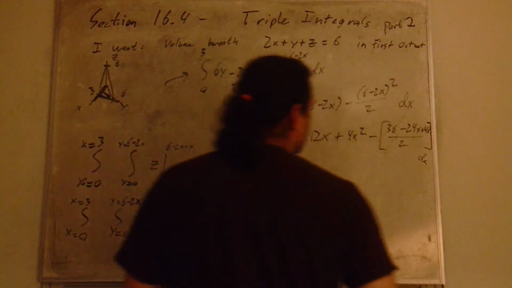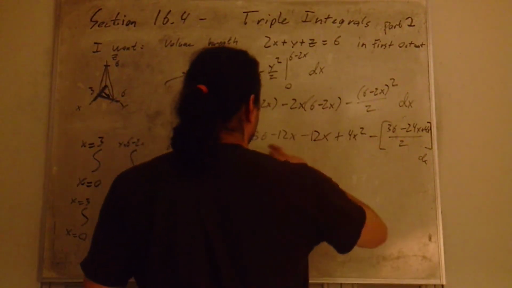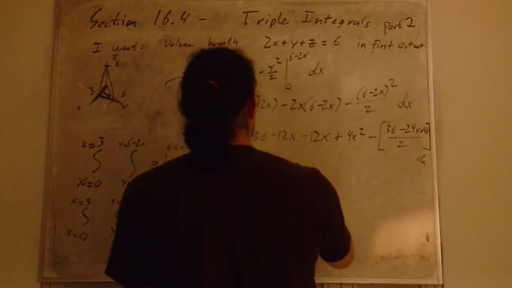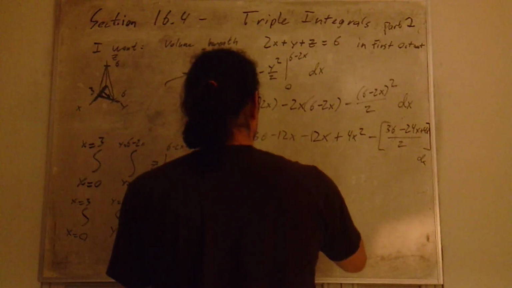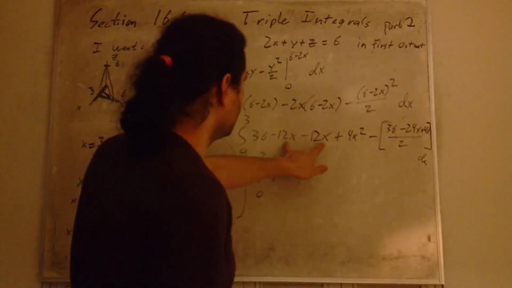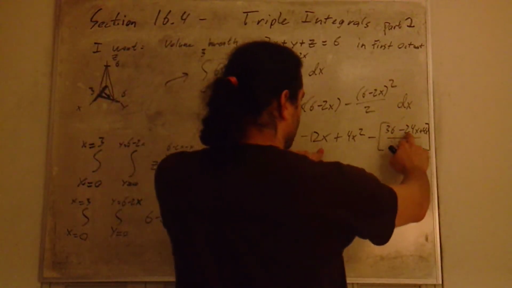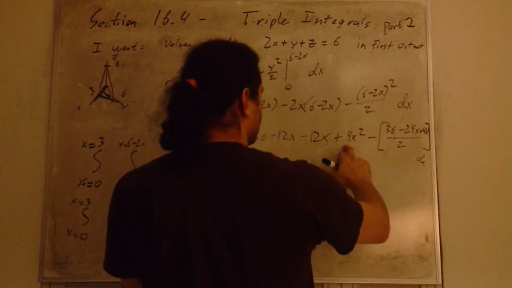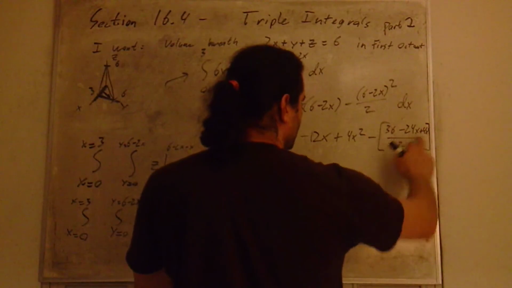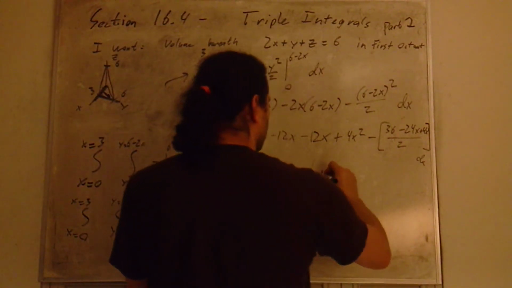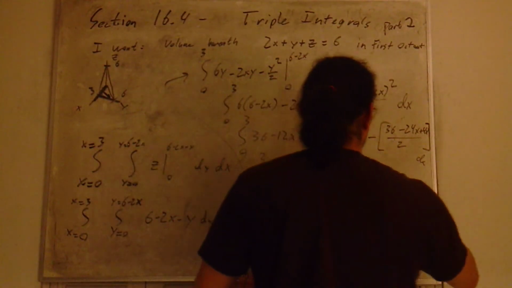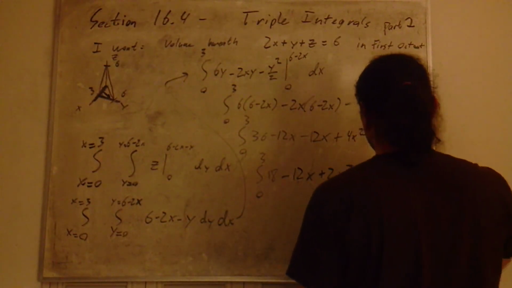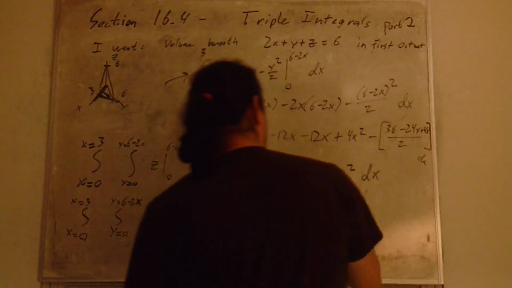So this 36 and this half of 36 will simplify into an 18. This is negative 12, and positive 12 leaves me with negative 12x. And this is positive 4x squared minus 2x squared is plus 2x squared from 0 to 3 dx. I haven't integrated this one yet. So now I can integrate this.